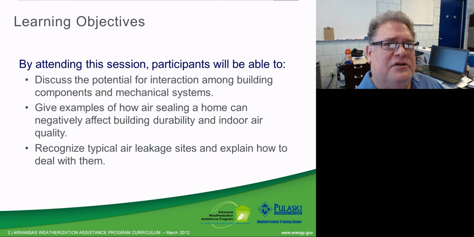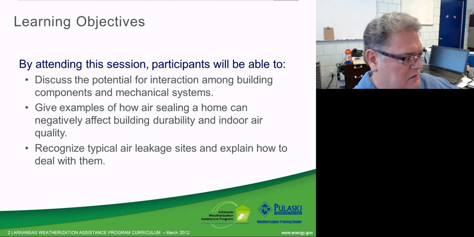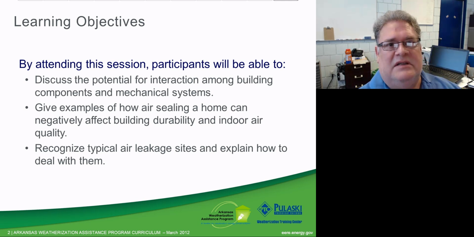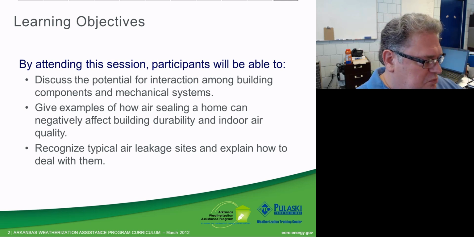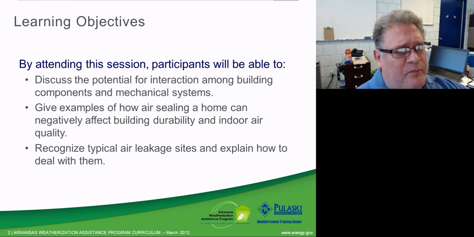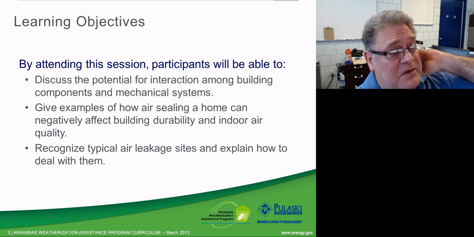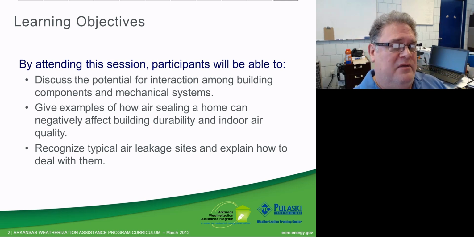Hopefully by the end of this session you're going to understand how to discuss the potential for interaction among various building components and their mechanical systems that you're going to find in homes, and give some examples of how air sealing a home can negatively affect building durability and indoor air quality. So if we have mold growing, that's not a good thing. And then be able to recognize some typical leakage sites and explain how to deal with them.